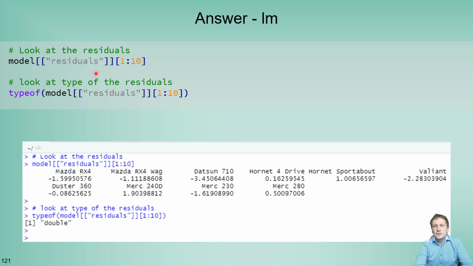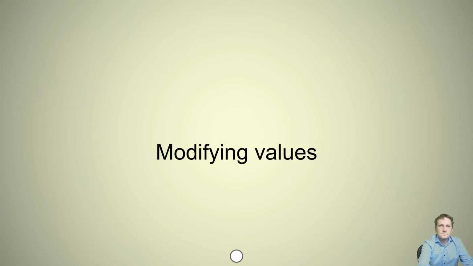Looking at the residuals, we access the element called residuals and just display the first 10 elements to make it more compact. If we check its type, it's a double. So again, it's just a simple vector of doubles showing the residuals of the first 10 observations.